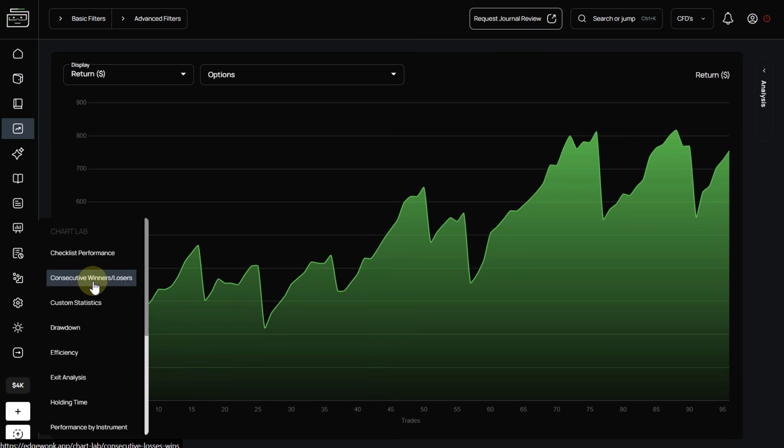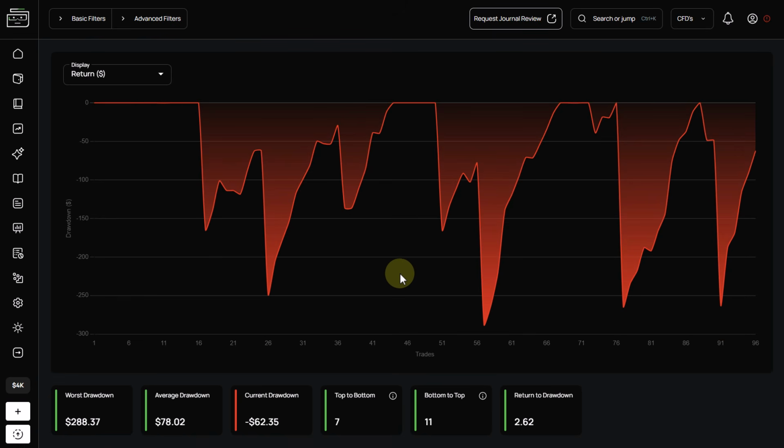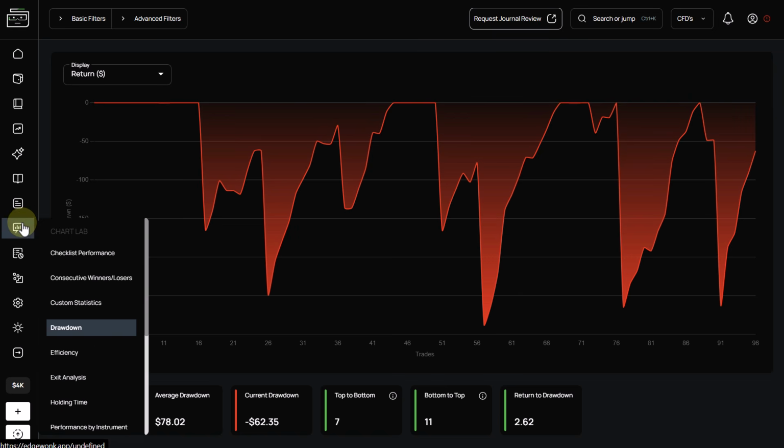So let's go to the drawdown chart. And that is also what we saw. It's mostly just the equity graph in reverse, but what you can see here, top to bottom, it took 7 trades. So from the top to the worst drawdown here, it took him 7 trades. And then from the bottom to the top, 11 trades. So of course, it takes much longer to get out of a drawdown than to get into a drawdown when you have winners that are much, much smaller than your losses.